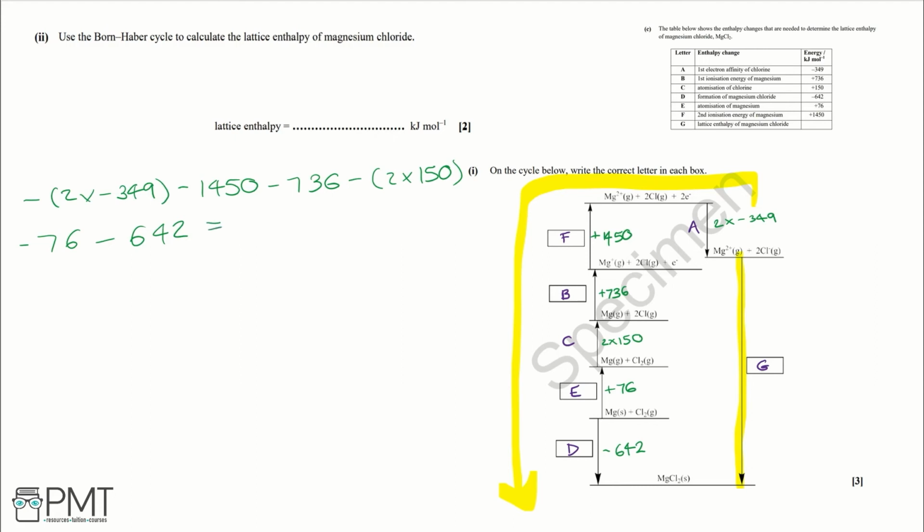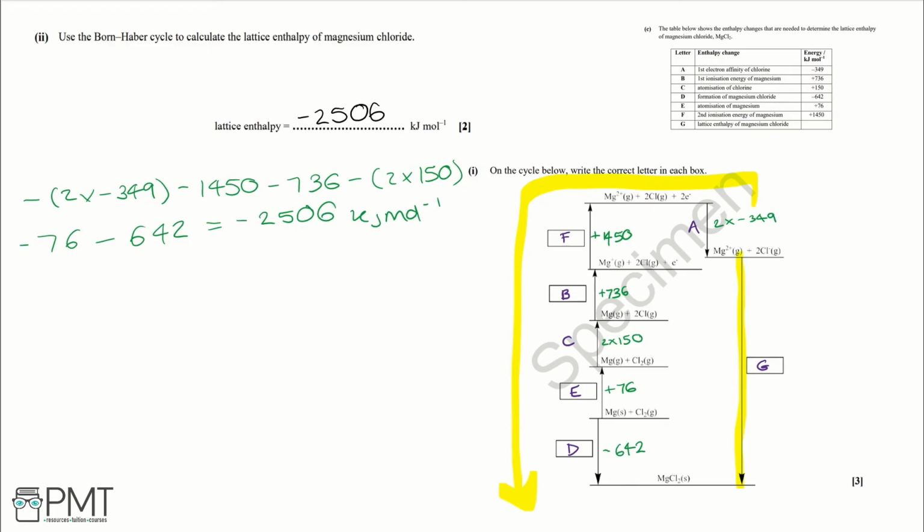And if we type this into a calculator, we get minus 2,506 kilojoules per mole, which is going to be our answer for this question, which we can then write on the answer line, minus 2,506. So what I've done is I've filled in the missing information on this Born-Haber cycle. So that was the first electron affinity of chlorine and the atomization of chlorine. And because there are 2 chlorines, I've multiplied both of these numbers by 2, and then we've worked our way around to get our answer.